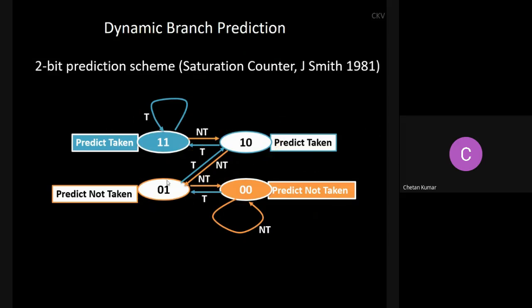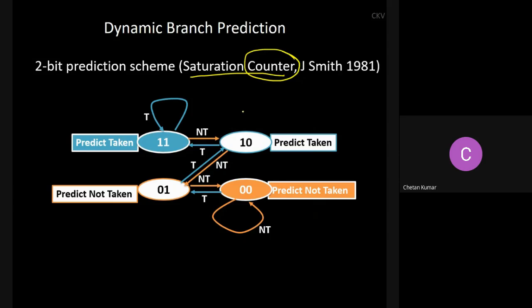Now, can somebody tell me why it is called a saturation counter? First of all, why is it called a counter? Any idea? Analyze this; the answer is in this slide only. Each wrong prediction, will it increment by 1? Is it always the case?